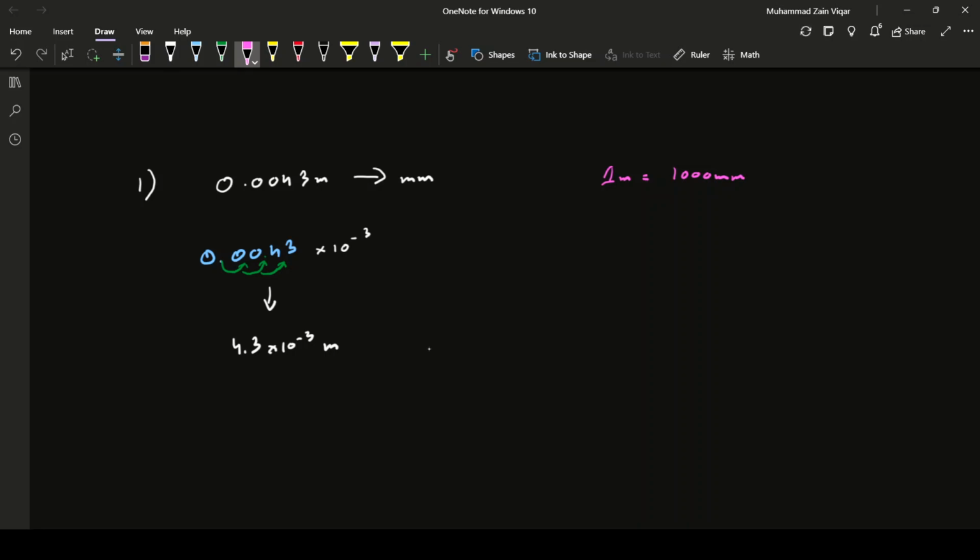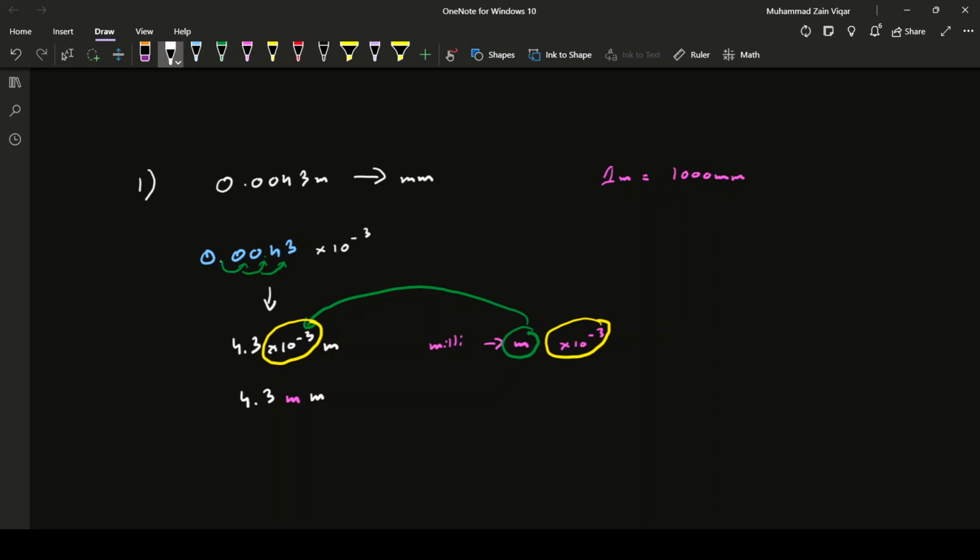Now we know that milli is a prefix which has the symbol m, and m represents a value of times 10 to the power -3. So what we do is we just substitute this times 10 to the power -3 with the symbol milli. I just replace times 10 to the power -3 with m, and I'm left with 4.3 millimeters. So you could see times 10 to the power -3 has now been replaced, giving 4.3 millimeters.